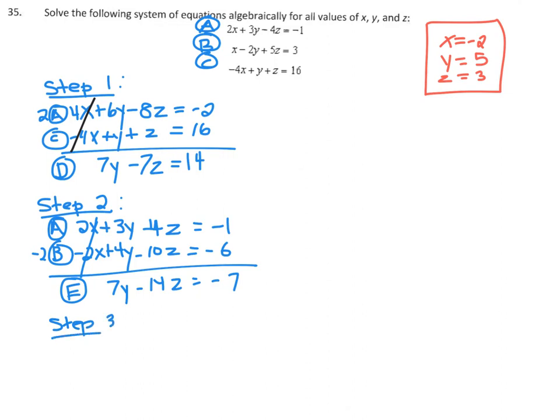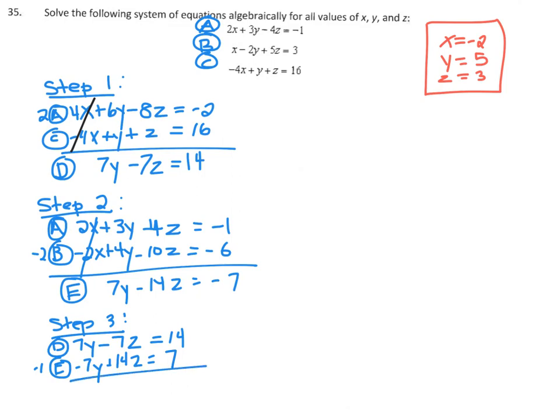Step 3. So I'm going to line up equation D, which says 7y minus 7z equals 14. And I'm going to do negative 1 times E. So I'm going to distribute a negative to each of these terms in E. So this will become negative, right? Negative 1 times 7y is negative 7y. If I distribute the negative 1 to the negative 14z, it'll become positive 14z. And if I distribute the negative 1 to the negative 7, it becomes positive 7.